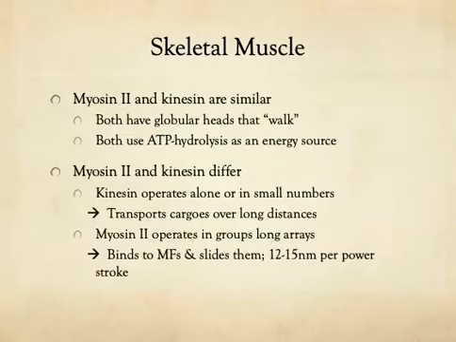When you compare myosin type 2 and kinesin, they share some things in common. Again, they are structurally very similar. They both have these globular heads that do the actual movement for the motor protein. And again, they both use ATP as a source of energy. They hydrolyze the ATP. But myosin and kinesin have some important differences as well.